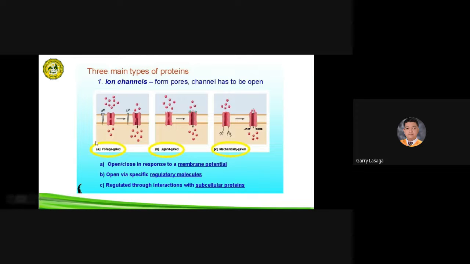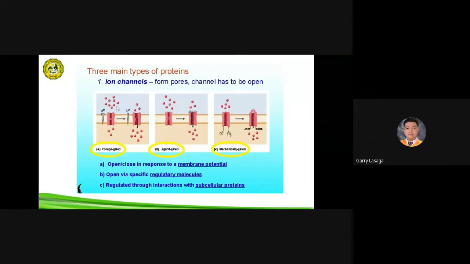So for letter A, it is a voltage gated ion channel. This type of ion channel will open and close depending on the membrane potential. When we say membrane potential, that refers to the electrochemical gradient that is present in the cell, or the electrical charge that is present in the membrane.